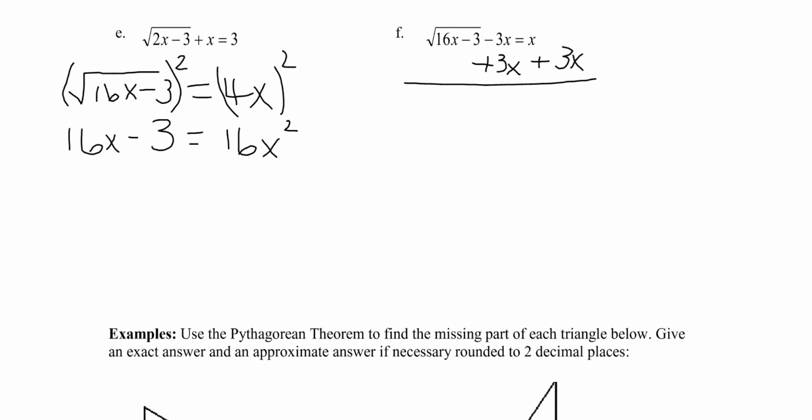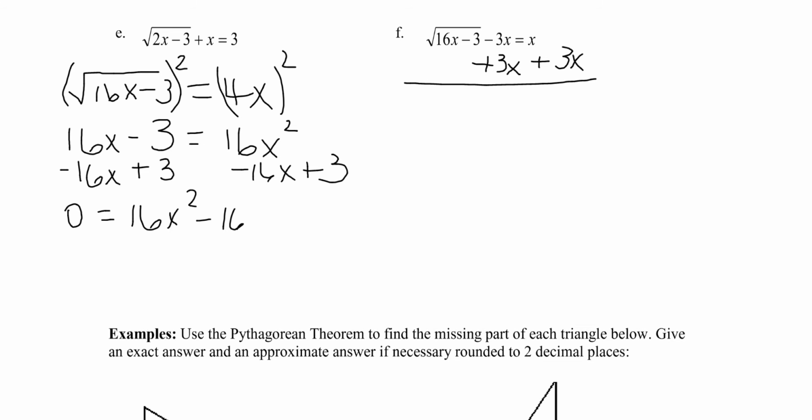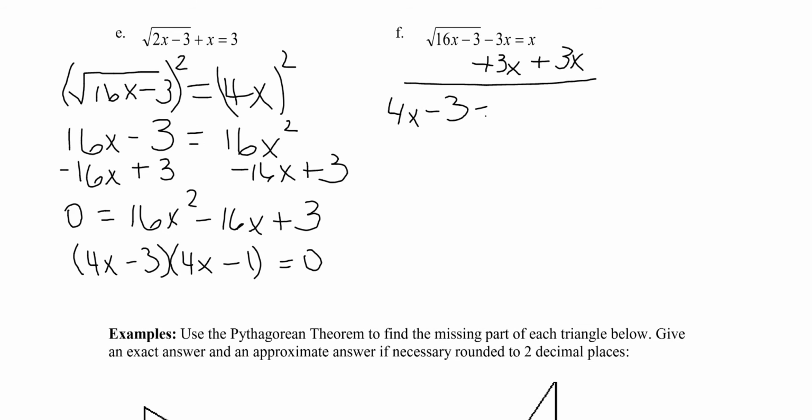So we have another quadratic here. What I'm going to do is I want to keep the 16x squared positive, so I'm going to move the other stuff to the other side. So I'll subtract 16x and add 3 to both sides. And that will leave me with 0 equals 16x squared minus 16x plus 3. Okay, we have to factor this. And when we factor it, we are going to get 4x minus 3 times 4x minus 1 equals 0. And then take each binomial and set it equal to 0. So 4x minus 3 equals 0, and 4x minus 1 equals 0.